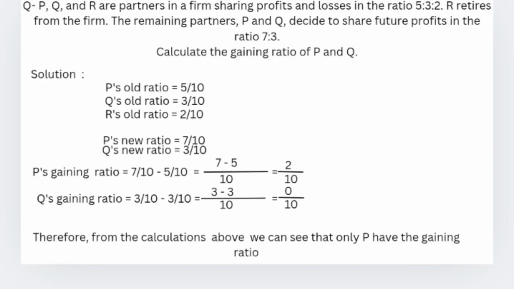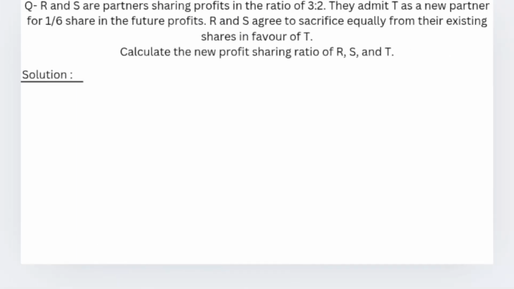So to get the new ratio, if somehow they give the gaining ratio and the old ratio, then it will be very easy for you to calculate, since you only have to do the old ratio minus the gaining ratio.